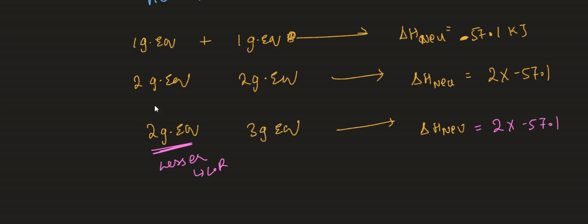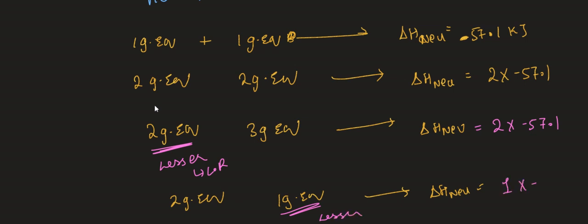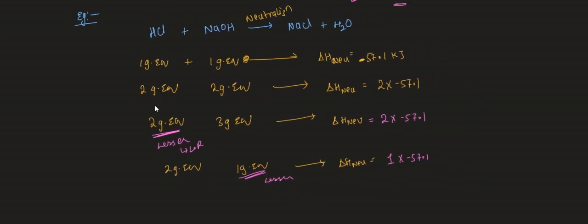Now suppose I take 2 gram equivalents reacting with 1 gram equivalent. How much delta H of neutralization are you going to get here? Which one is the lesser value? 1 gram equivalent. So we get 1 into minus 57.1, and the units are kilojoules. Clear till here? I hope you understood. And all these values can be used only if the combination is strong acid plus strong base.